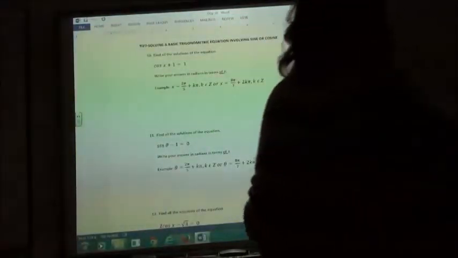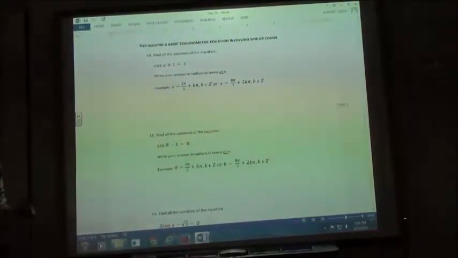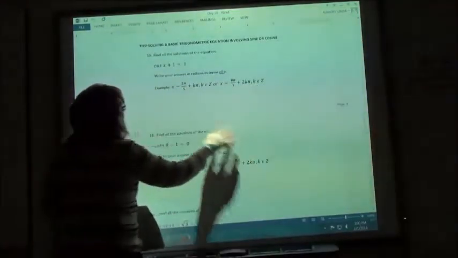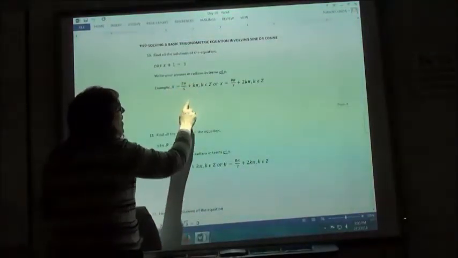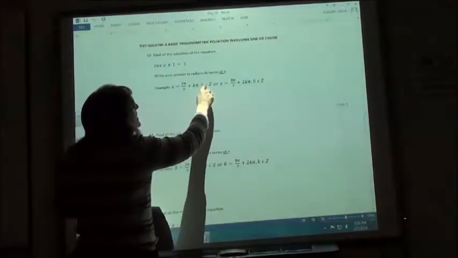For problems 10, 11, and 12, we're solving a basic trigonometric equation. This time it doesn't give you the parameters that you have to be between 0 and 2 pi. So they're going to have answers that look like this: x equals 2 pi over 5 plus k pi, k is an element of z, which is the integers.